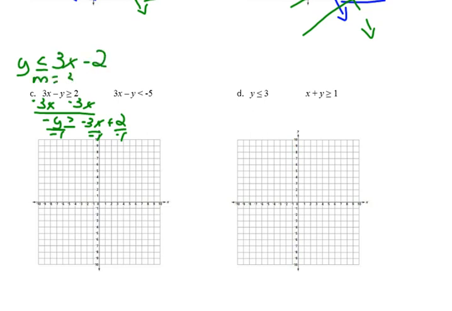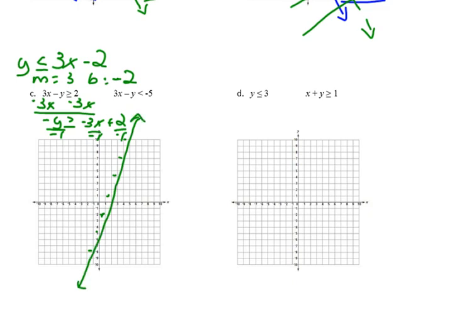My m is 3, my b is negative 2. So I start at negative 2. I go up 3 over 1. I'm going to reverse it. 1, 2, 3. It has the or equal to, so when I connect, it's a solid line.